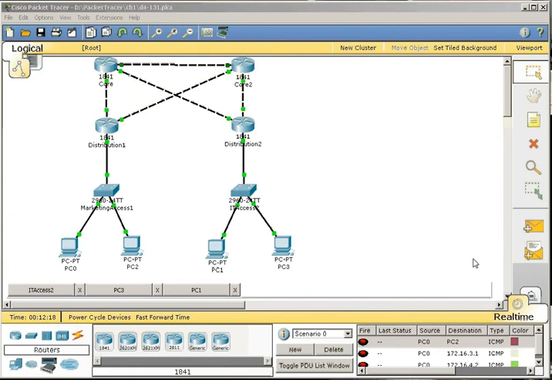So in this video we're going to discuss OSPF, how we can route between VLANs on the same network so that we can create more broadcast domains, which means we have less traffic bouncing around on one flat network.